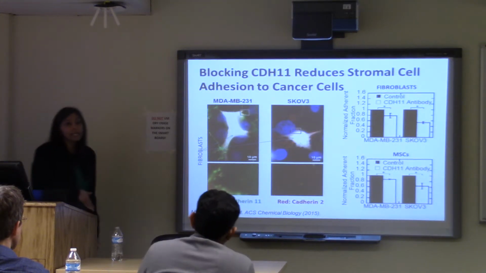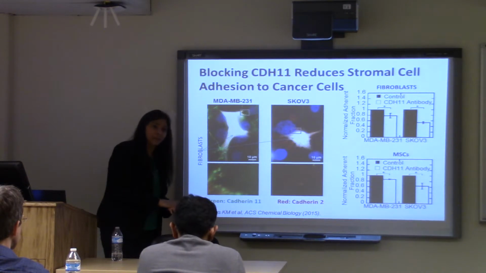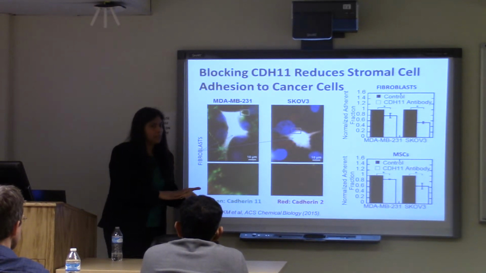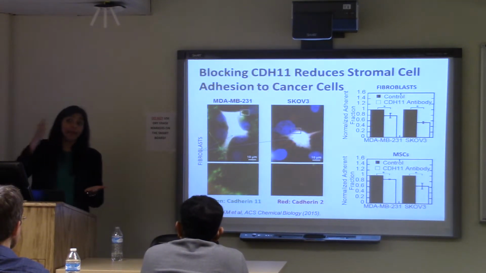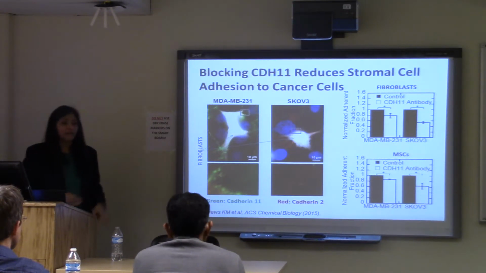And that if we block cadherin 11 on the stromal cells, it prevents them from being able to adhere, regardless of whether the cancer cells they're adhering to express N-cadherin or cadherin 11. And so cadherin 11 can interact with N-cadherin or cadherin 11 on the cancer cells, which would allow them to attach.